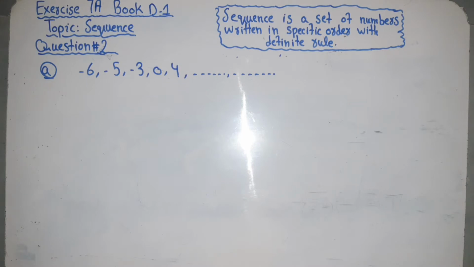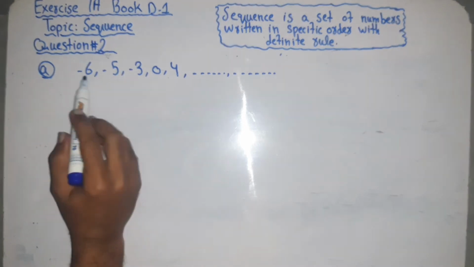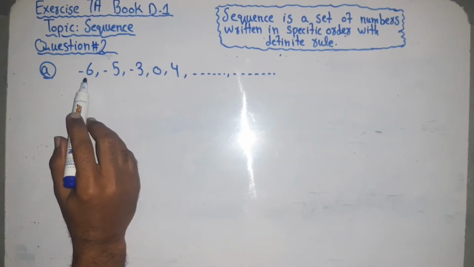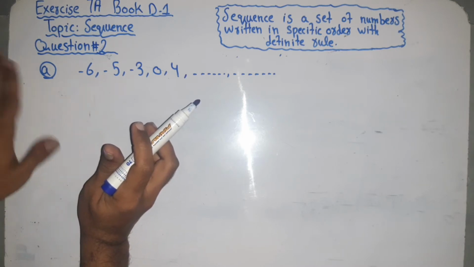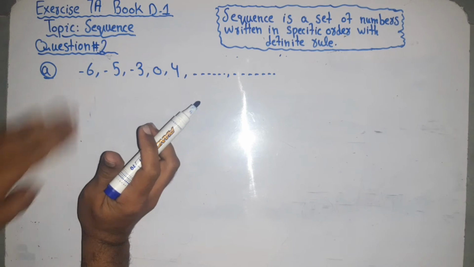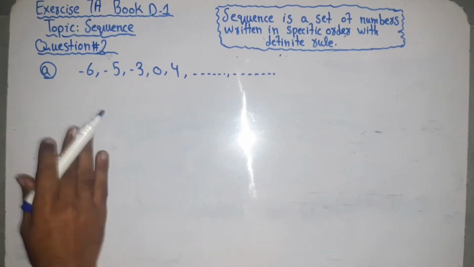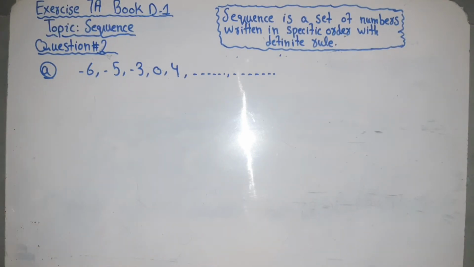As I told in the previous video, first of all we have to check whether the sequence is increasing or decreasing. So this sequence is increasing, because first we have -6 and then -5. A negative number is smaller the bigger it looks. So -6 is a smaller number and -5 is a greater number. So we have to add.